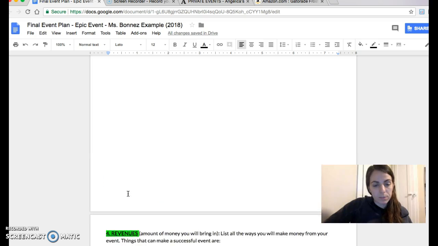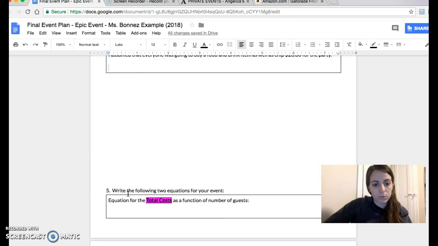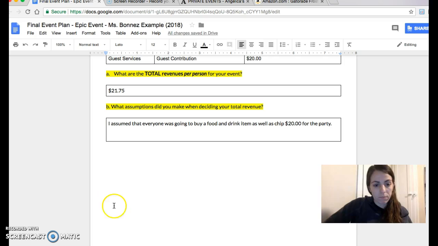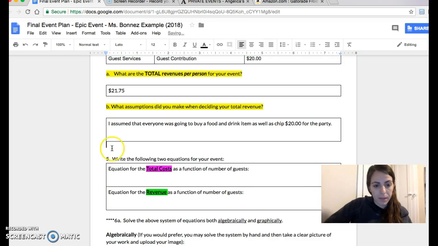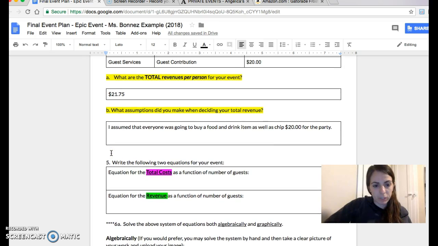Okay, so again, this is super simple, straightforward, but let's go down to number 5. I'm going to bring this up a little bit. All right, so again, I'm going very basic here. You need to go a little bit more than basic for your project. I cannot stress that enough. So for number 5, we're going to go ahead and write our total cost equation.